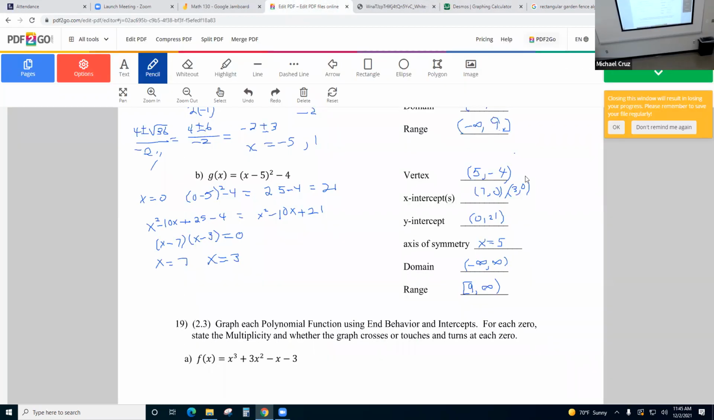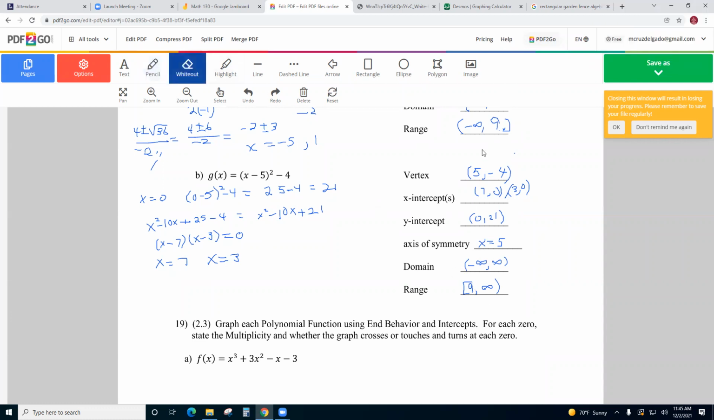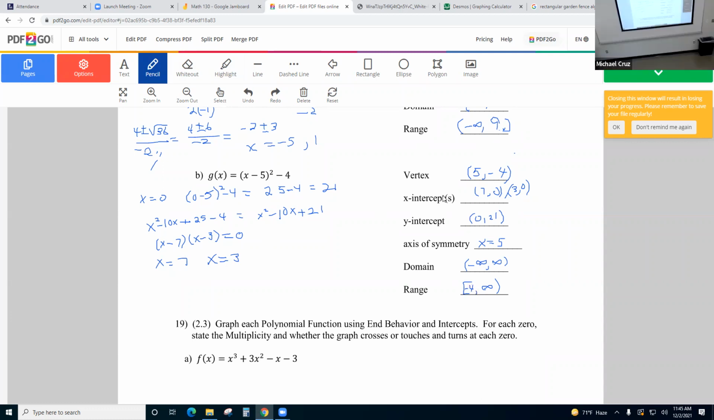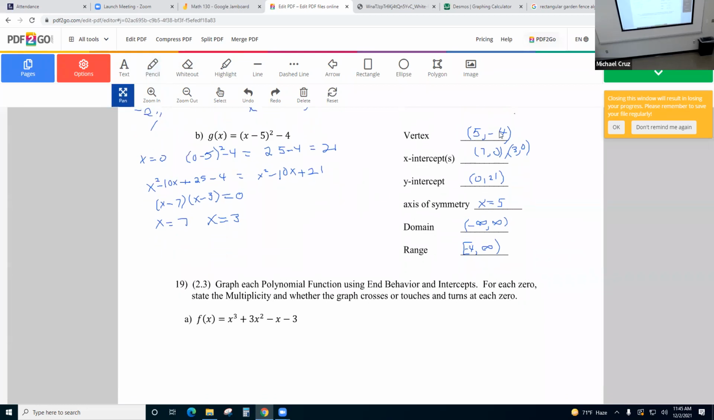Because that wasn't... whoops, I hit the wrong one, I was looking at that. It's negative 4. Negative, okay. I don't know why I was looking at that. Negative 4. I just looked at the thing at the top of the screen, but I still had that there. All right.